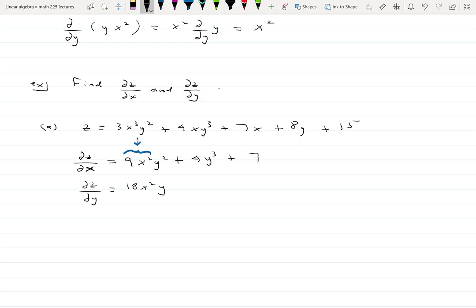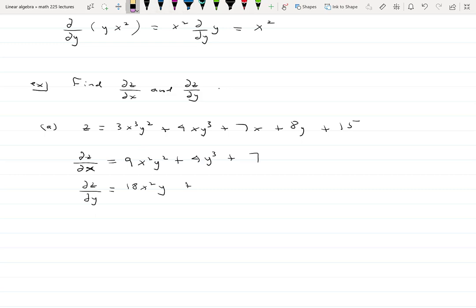And 2y times 9x squared is 18x squared. So 18x squared times y. So what's the derivative of 4y cubed? Oh, you know what? I'm taking the derivative of the wrong function. Sorry, I'm taking the derivative of the derivative. We're going to do that later. I'm sorry. My bad. Okay.